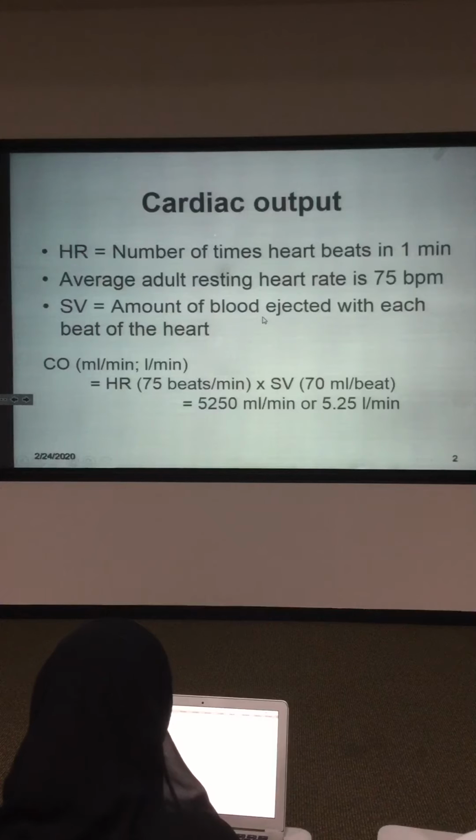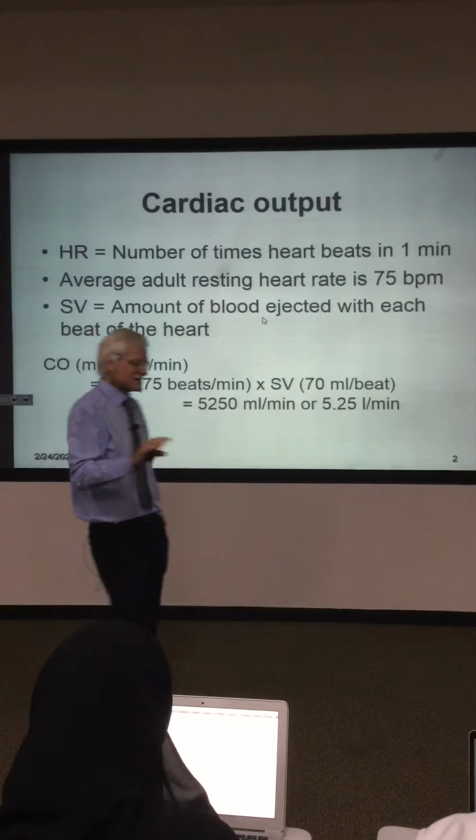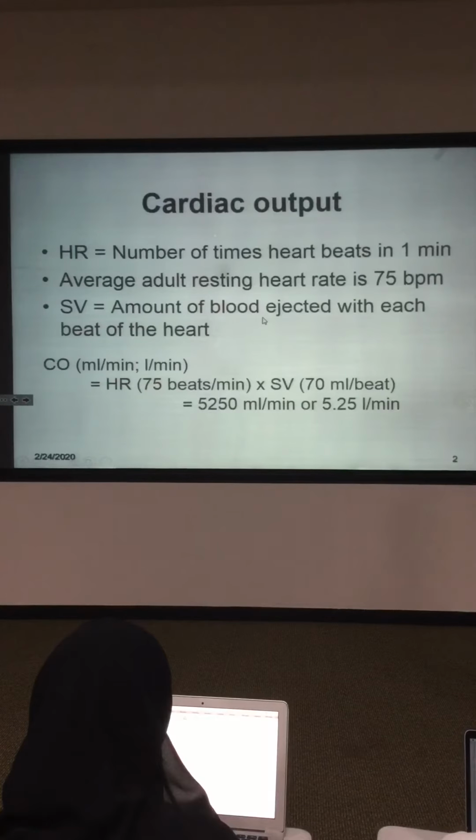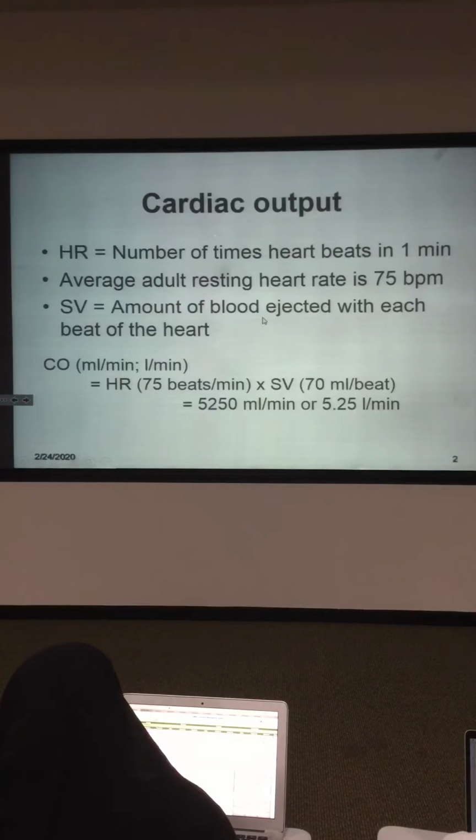The heart rate, of course, is the number of times the heart beats per minute, not per second, beats per minute. And let's assume that the average adult resting heart rate is around about 75 beats per minute. So if we measured everybody's heart rate in here right now, some people will be 60, some people 70, some people 80, roughly 70 beats per minute.